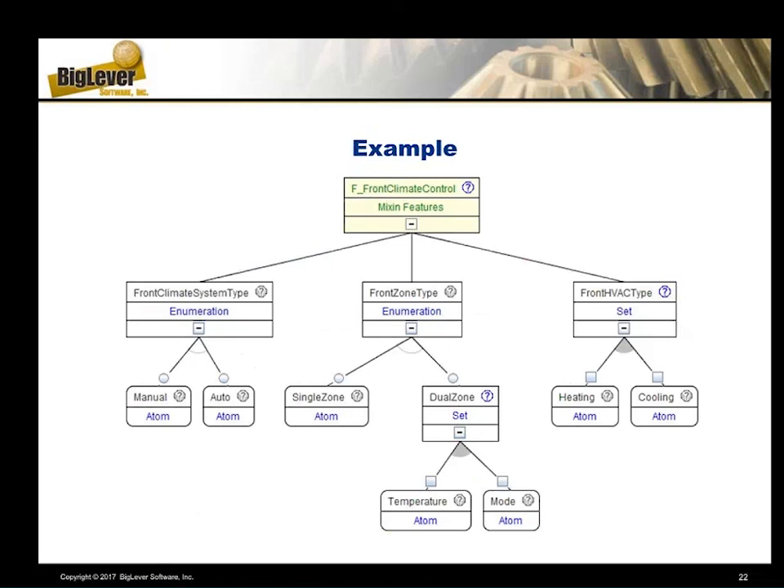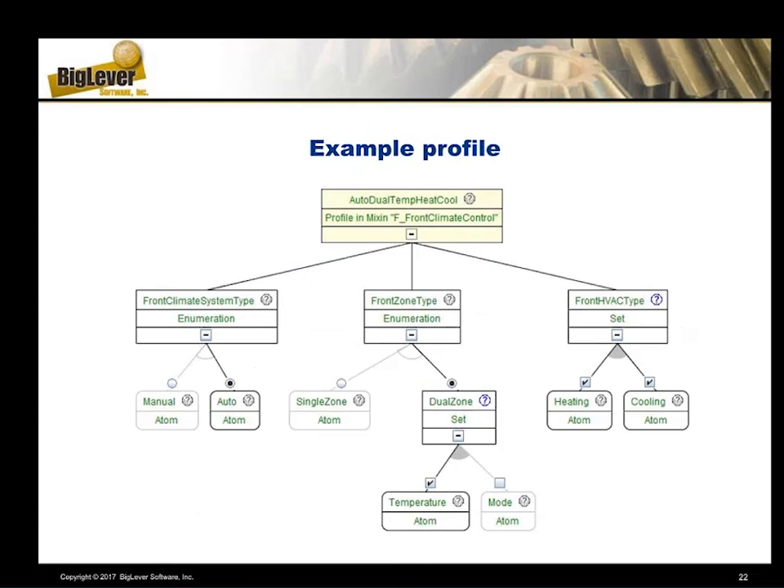This is a model for a subsystem called front climate control, and it's built out of related primitive features, and that's it. And then a profile would just look like that. It's a set of actual choices. This profile is called auto dual temp heat cool, and you could describe auto dual temp heat cool without really referring to these individual features if you wanted to. You could say this is an automatic system that provides heating and cooling in two different zones in your vehicle.